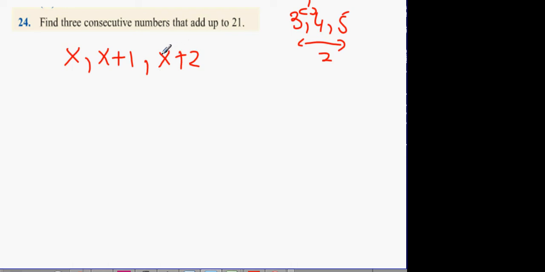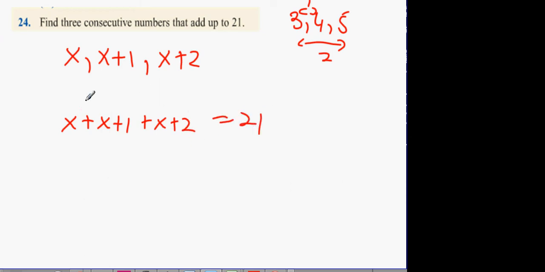But isn't x plus 1 the same as x? No. If x equals 4, it means the first number is 4, the next number is 5, and the next number is 6. So guys, look at this. Add the three consecutive numbers together. And what do we get?